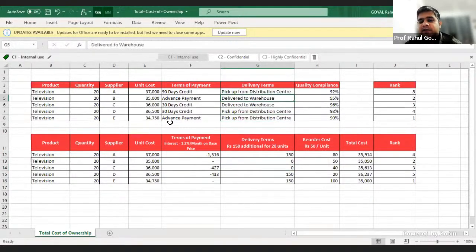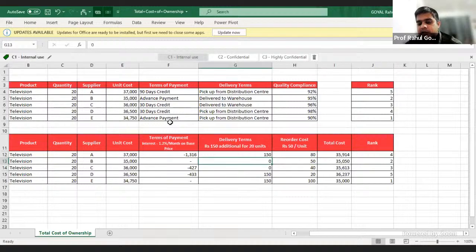Similarly, when we talk about quality compliance, 8% of the time, which is 8% of 20 units, which is 1.6 units, there is going to be a quality compliance issue which may require us to reorder, or get the quantity replaced. So there's a reorder cost of 50 per unit. When we say 8% compliance issue, 8% of 20 is 1.6, and 1.6 into 50 is your 80 rupees.